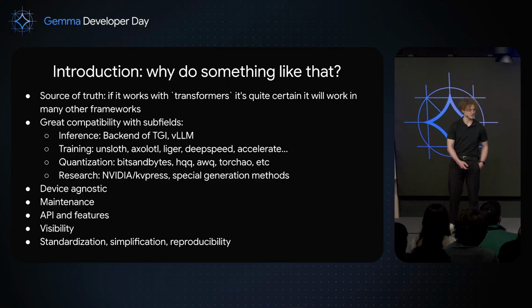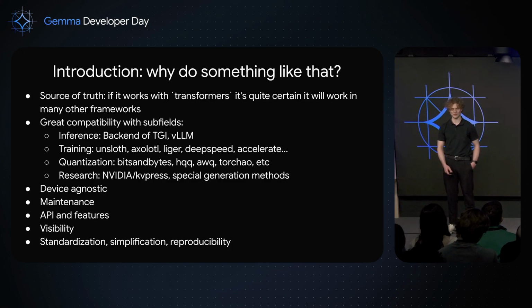So the first question some of you might be wondering is, why would you do something like that, right? Or maybe not. Maybe everyone knows that's the best thing you can do. So the biggest argument for us is that Transformers has been trying to be the source of truth for as long as we can remember. And the idea is that if a code works in Transformers, it's most likely going to work with many other frameworks. And that's because we strive to have very good compatibility with every other subfield of AI.